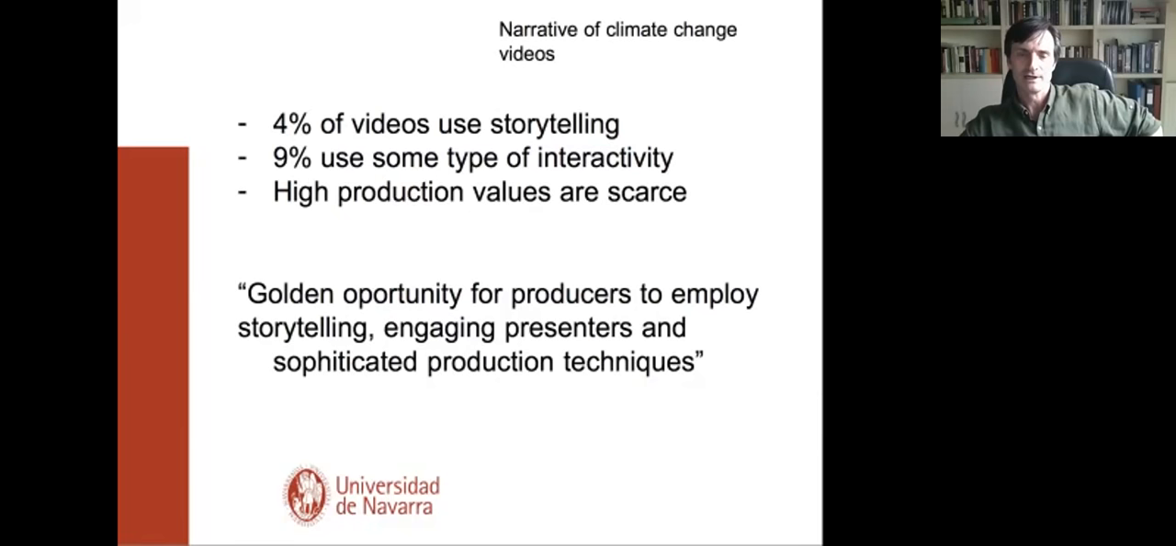And also, many of the videos don't really have high production values. Just to quote what some of my colleagues wrote in the book, there is a golden opportunity for producers to employ storytelling, engaging presenters, and sophisticated production techniques. I don't mean all the videos should be sophisticated, but of course there is room for that as well.